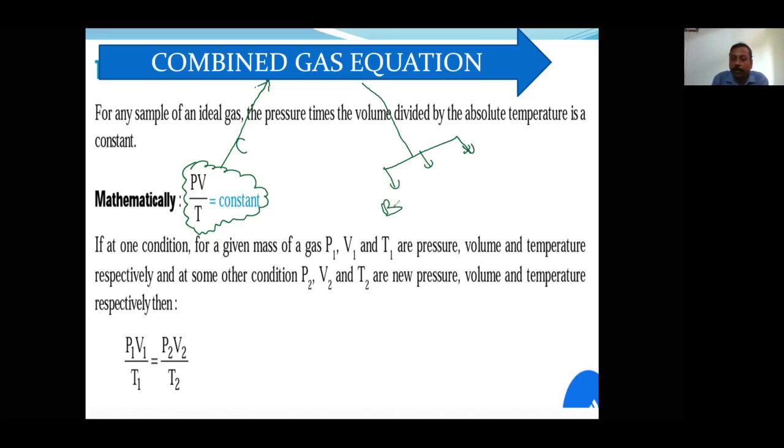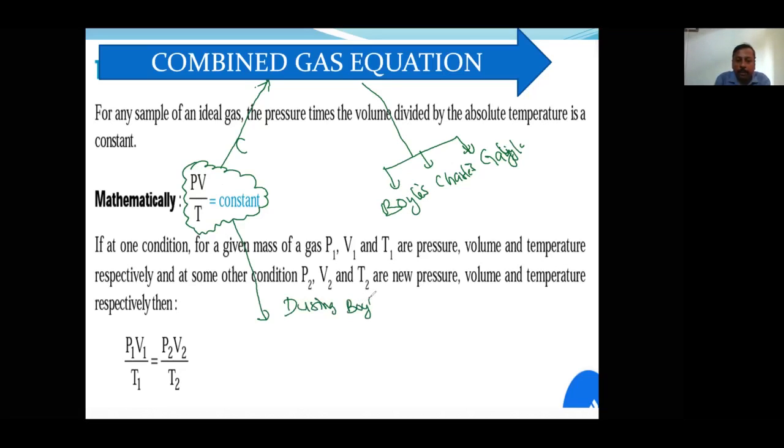We are combining Boyle's law, Charles' law, and Gay-Lussac's law. When we combine all of them, we will get the formula, the combined gas equation. You can ask how, sir. So simply, if you take only the numerator, I will tell you how to derive all three formulas from this.